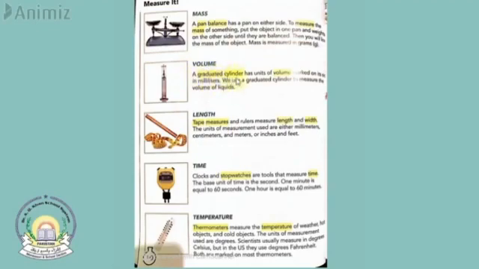A graduated cylinder has units of volume marked on its sides in milliliters. We use a graduated cylinder to measure the volume of liquids. There are instruments like this, for example, an injection. You will see that there are different numbers written on a syringe, like 1, 2, 3. Let me show you a picture.